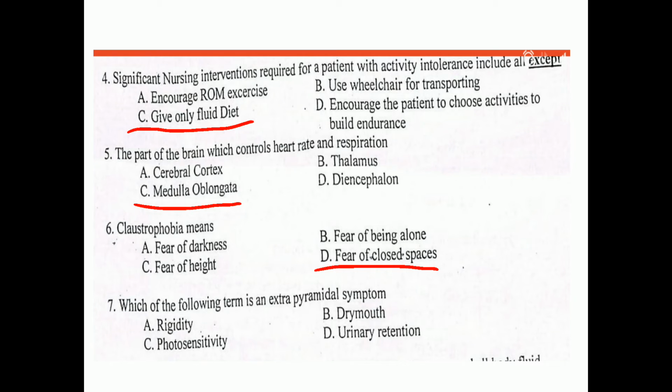Question number 7. Which of the following terms is an extrapyramidal symptom? The given options are rigidity, dry mouth, photosensitivity, urinary retention. The correct answer is option A, that is rigidity.